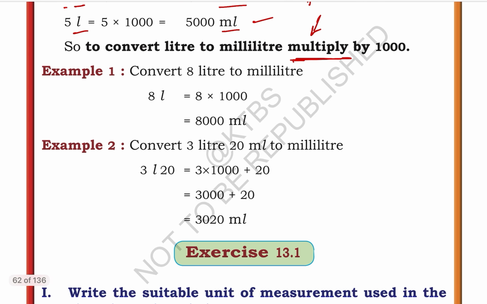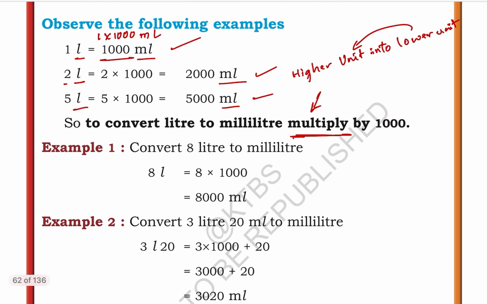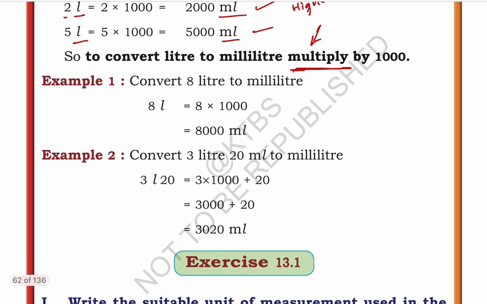Now we have two examples. Convert 8 liter into milliliter. Just simple, I told you here itself. Whether it may be 20, 30, 40, 50, however many liters, if you want to convert it into milliliter, just multiply by 1000. 8 into 1000, 8000 milliliter. Hope you understand this.